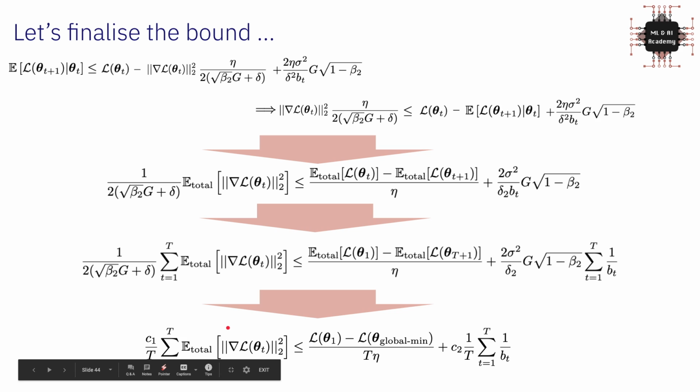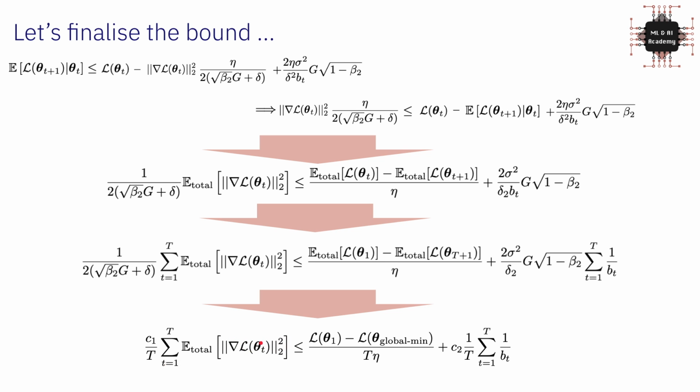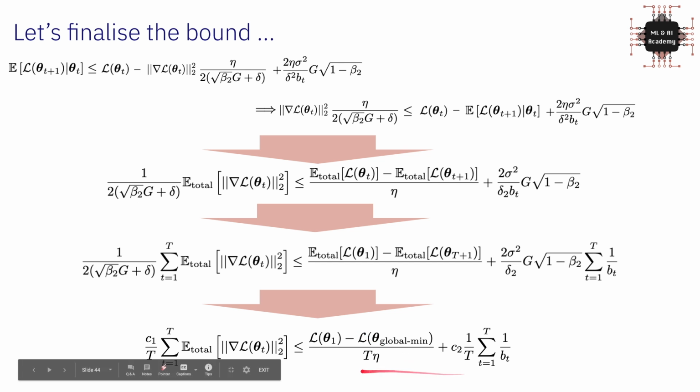Now you can see we're getting very close to the end here, because on one side we have the expected norm of the gradient squared, and that means that if we are able to randomly pick one theta from the batch of thetas we created so far, then in expectation the average behaves like this. So that's what this equation is really saying.